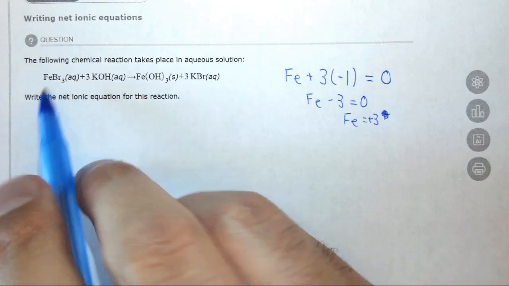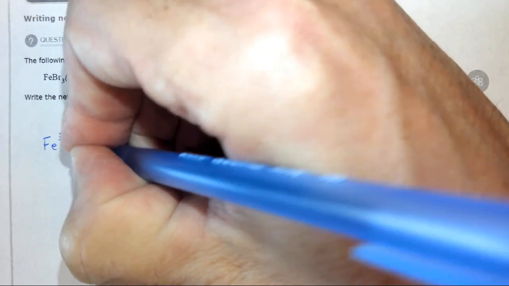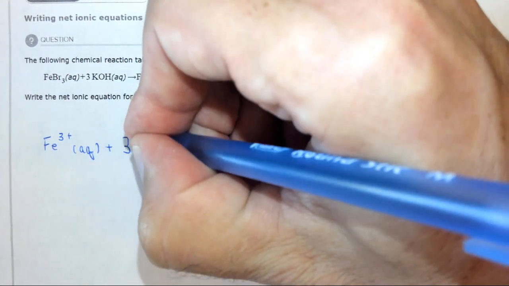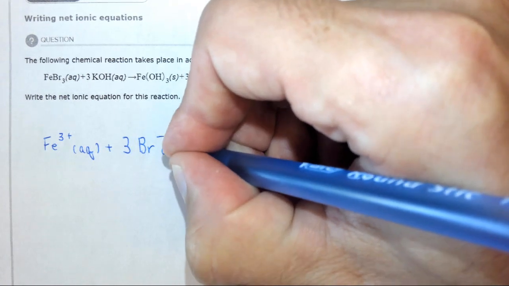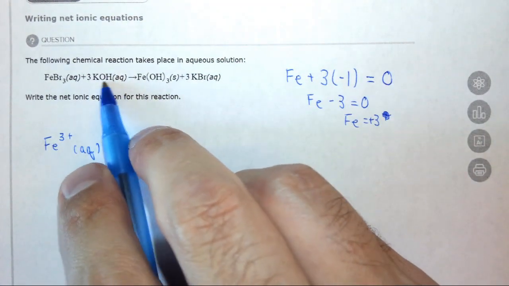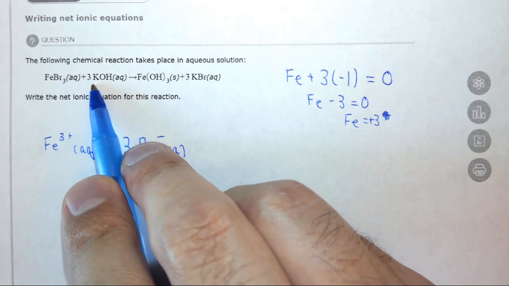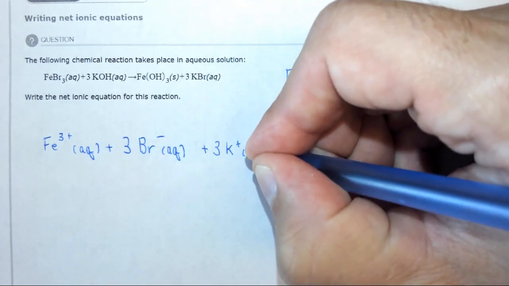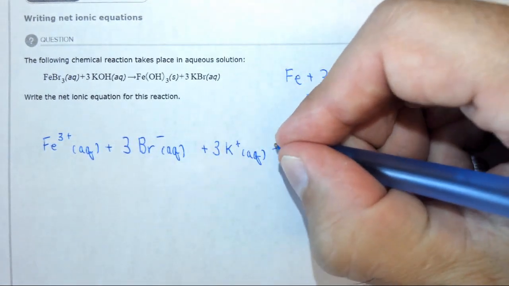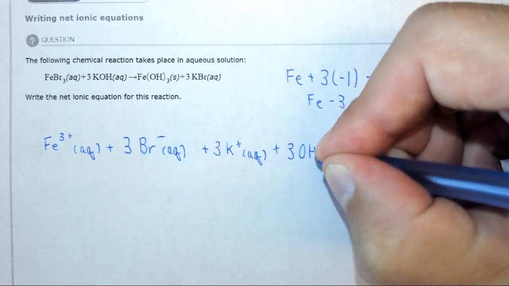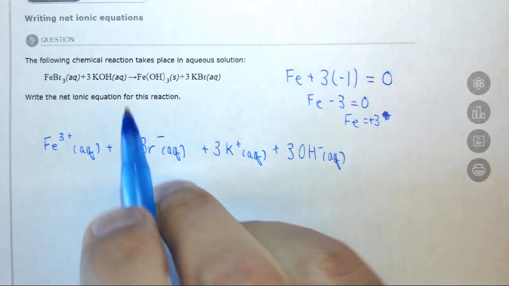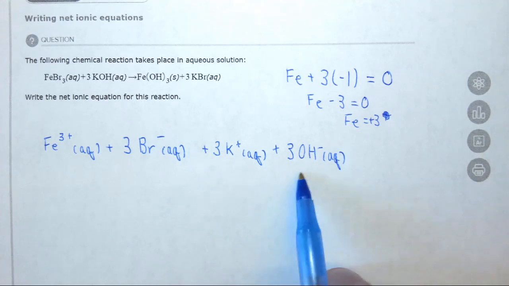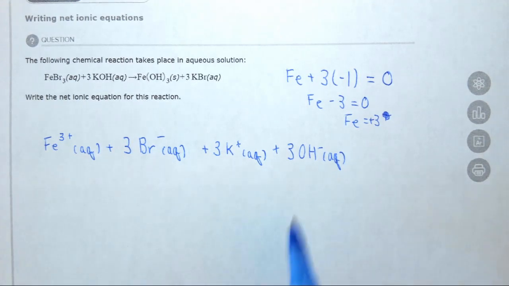So this breaks up into its ions. Fe3+ aqueous plus 3Br- aqueous. Potassium hydroxide. Hydroxide is a polyatomic ion that's minus charge. Potassium is 1A, so it's plus 1 charge. So plus 3K+ aqueous plus 3OH- aqueous. Notice, since I have 3KOH, I have to get 3K+ and 3OH-. So these are all of the ions on the reactant side.